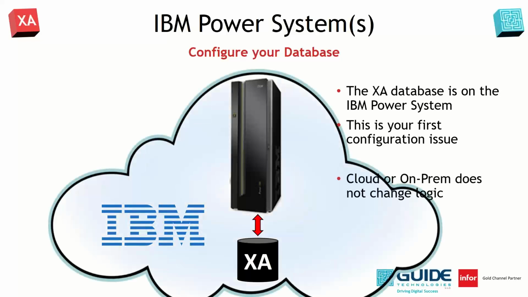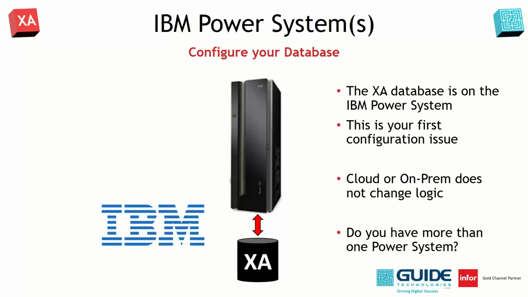Well, as we're looking at this, we are putting that XA database on the IBM i. We are putting it on that Power System. I'm sorry, I'll be more consistent. The Power System. It really doesn't make any difference if you're looking at going to a cloud or if you're doing this on premise, because your XA system is still on that IBM Power System. If it's in the cloud, it's being hosted. If it's on premise, it's in your facility somewhere.